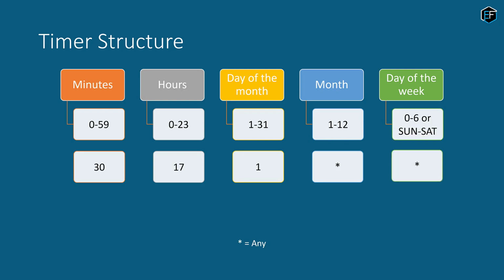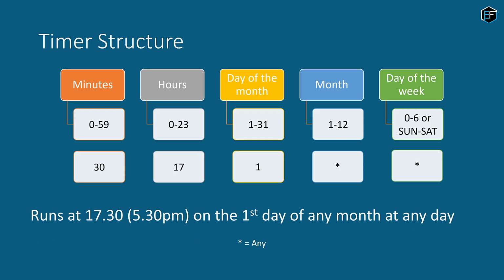So this timer basically means run the command at 5:30 p.m. on the first day of any month at any day, as the asterisk stands for any. So this is a very simple example of how to structure the timer.